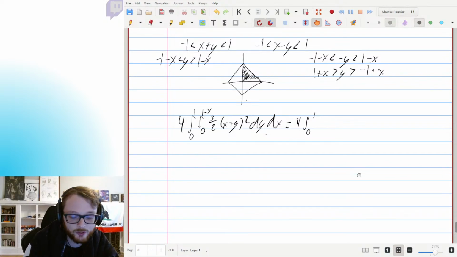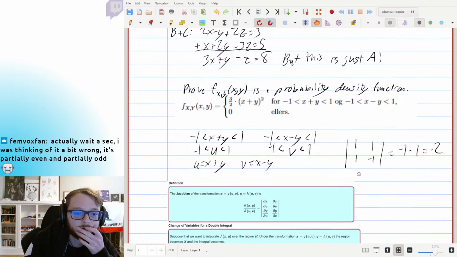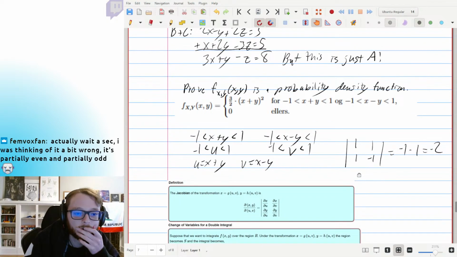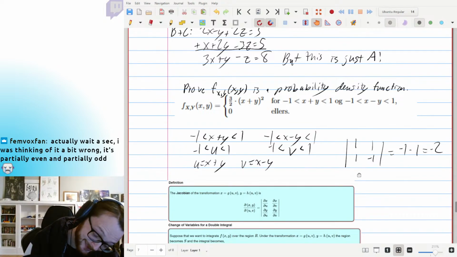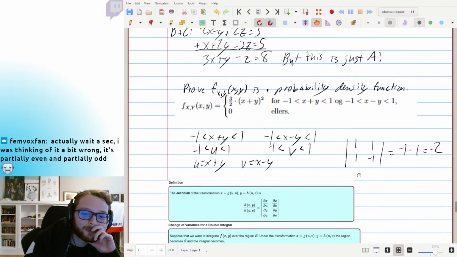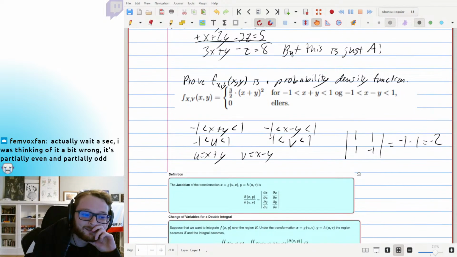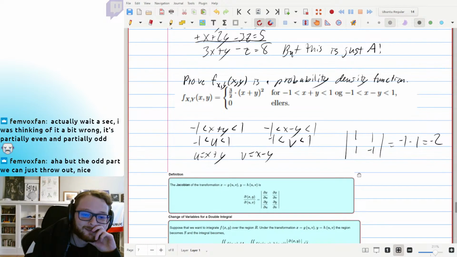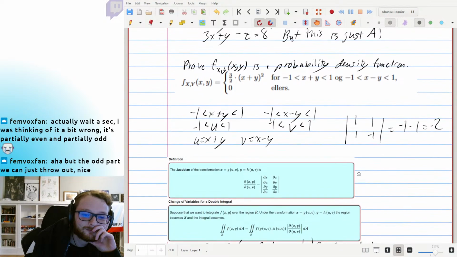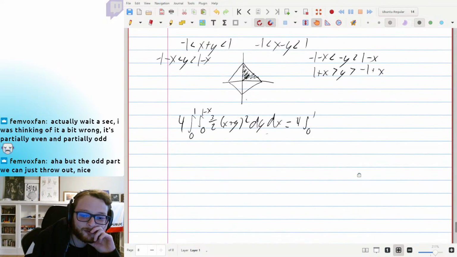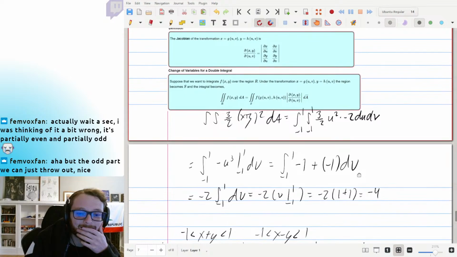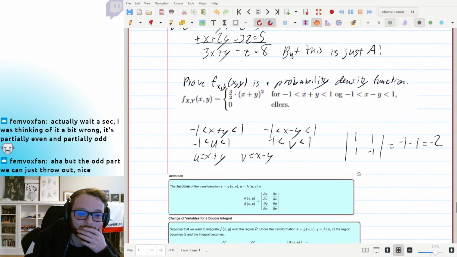It's partially even and partially odd. Oh, does this not work? I kind of assumed it looks symmetric because you can switch x and y, I guess, without changing the value. That's probably not a good thing. The odd part we can just throw out. I don't know anymore. I'm just curious to see if this gets the... I just feel like this should work. Maybe I don't have a reason for it, though.